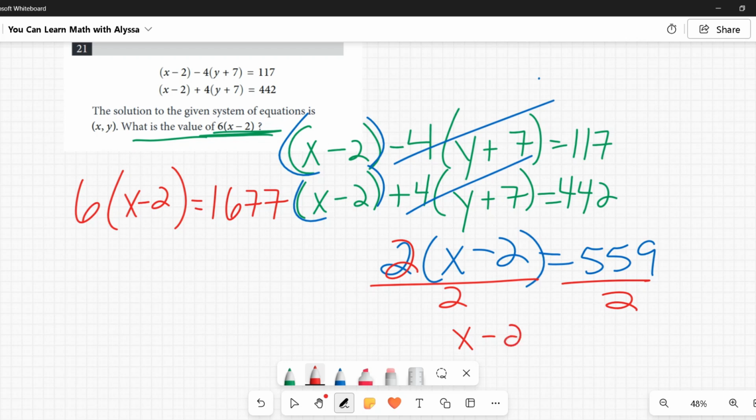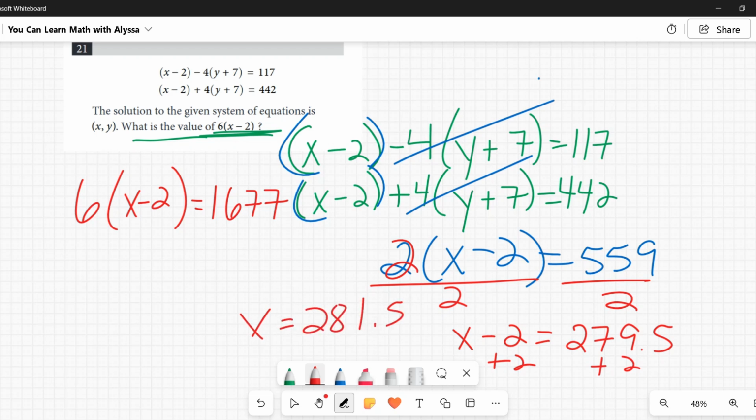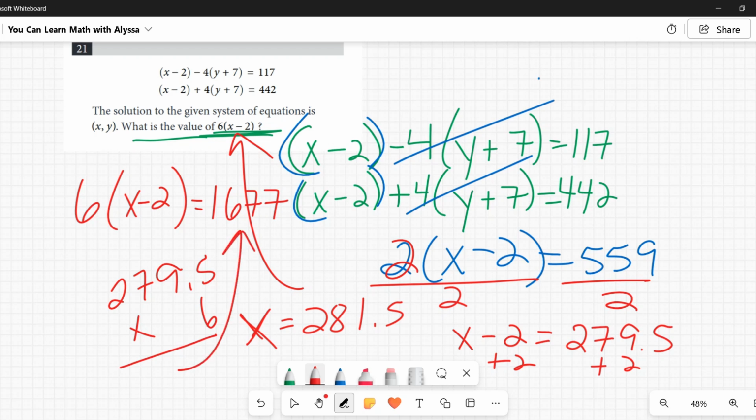And then I get that x minus 2 is equal to 279.5. Then I would add 2 to both sides, and I would find that x is equal to 281.5. Then I could plug it in and say, okay, 281.5 minus 2 is again 279.5. And if I multiply that by 6, I will get back to 1,677. See, you get the answer either way.